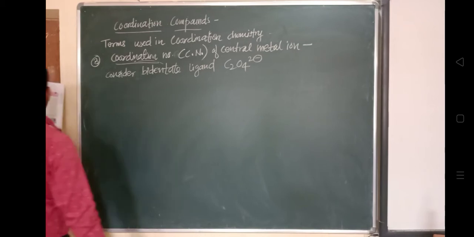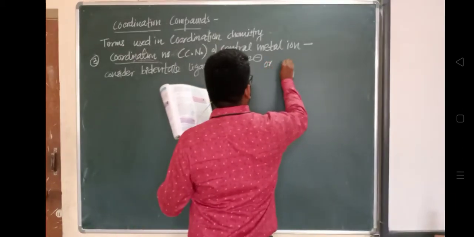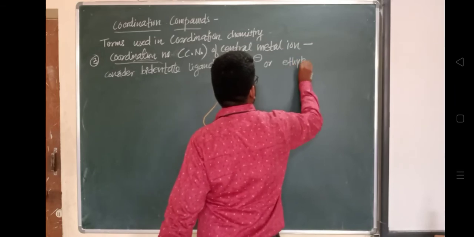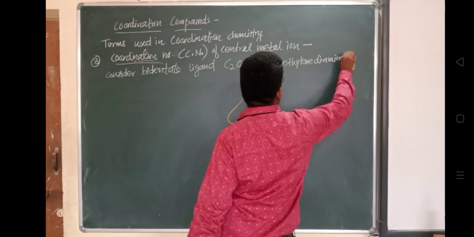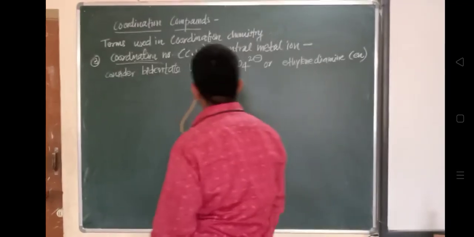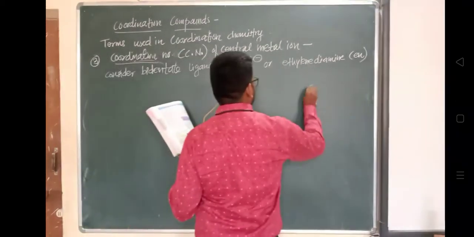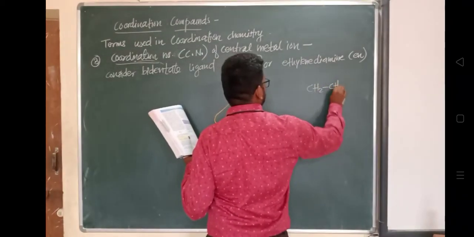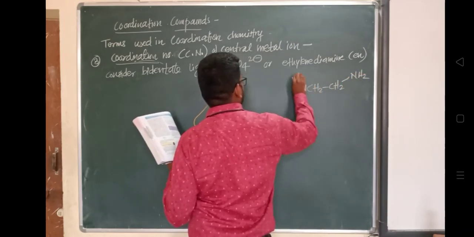So C2O4 is called the oxalate ion. Yesterday we also saw the structure of the oxalate ion. In the oxalate, the two oxygen atoms can donate their electron pair to a central atom, and that's why they are called bidentate. We have already seen this.